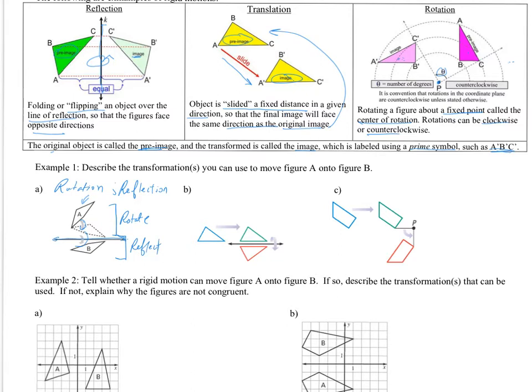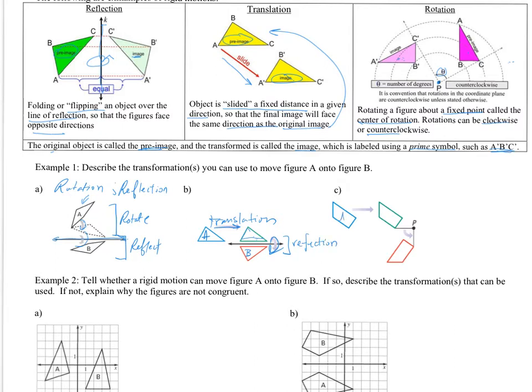Okay, let's look at the next example. Your pre-image begins here. This is your figure A, and this is your final figure B. So first we have a translation. Figure A is being slid to the right, and then the green triangle is again reflected about the line of reflection. So this part is reflection.